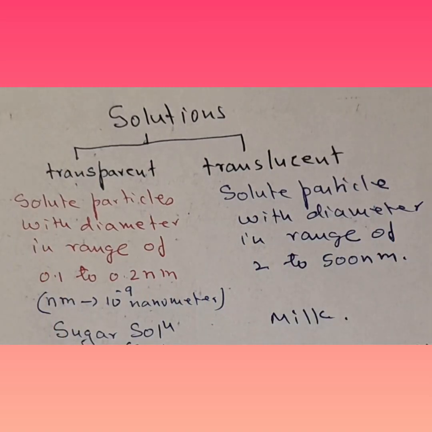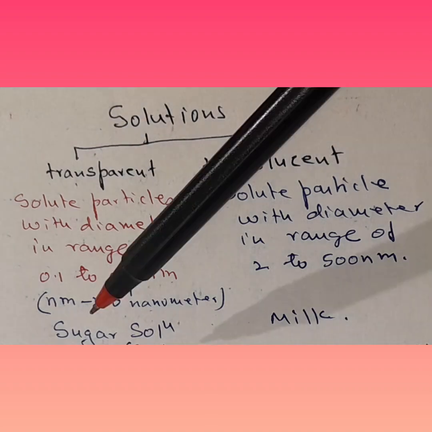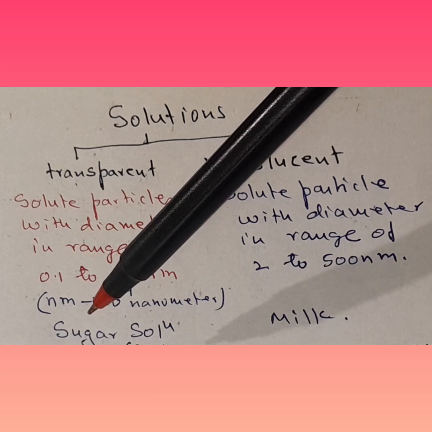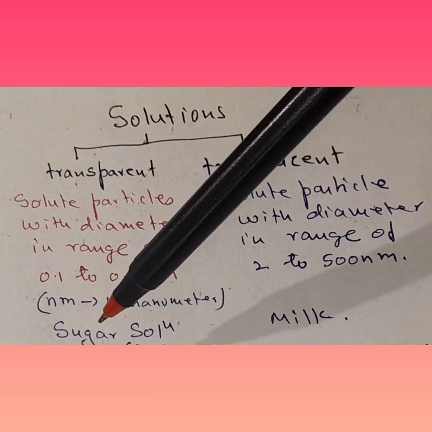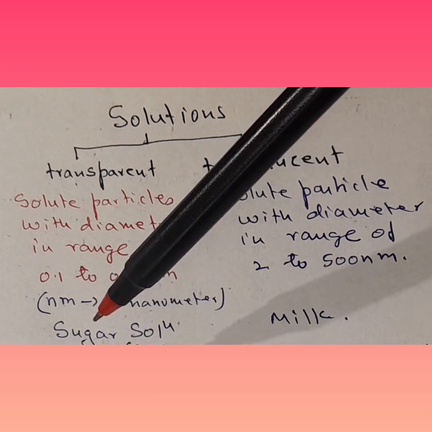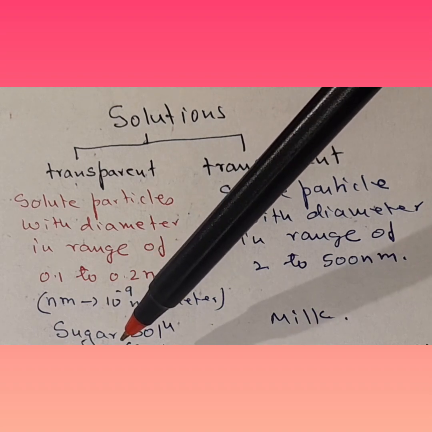Okay guys, now let's try and understand colloids. And in colloids, let's try and understand solutions first. Now we are going to deal with two types of solutions. One is transparent and the other one is translucent. If I take sugar and put it in a good quantity of water and stir it well, I would be getting a clear solution.